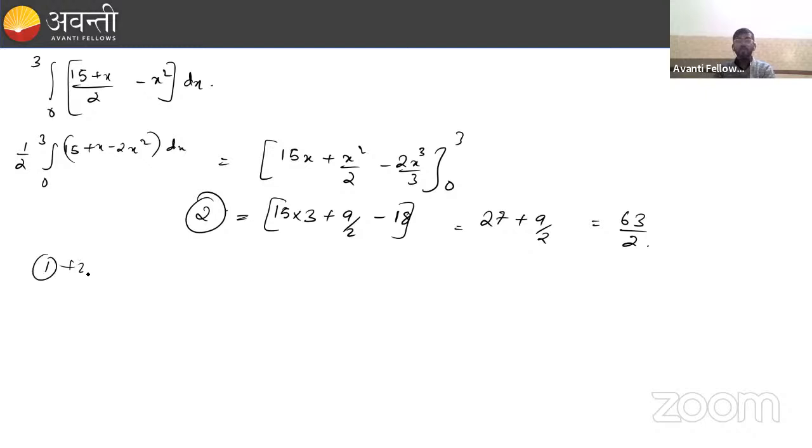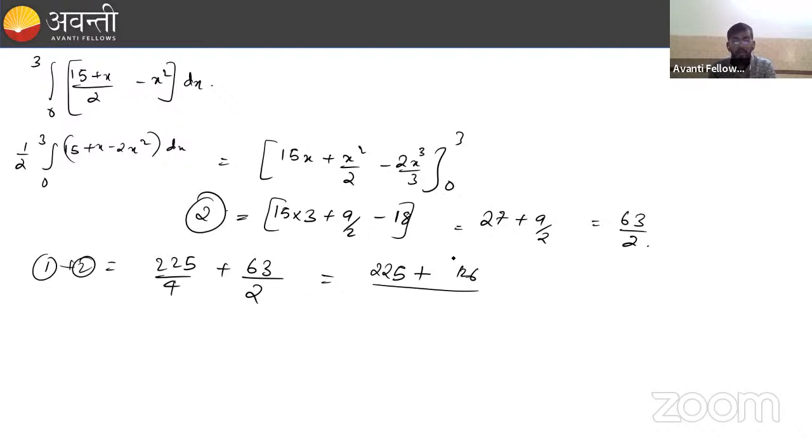So we will sum 1 plus 2, we will get 225 upon 4 plus 63 upon 2. So this will be 225 plus 126, upon 4. So this comes out to be 351 by 4.